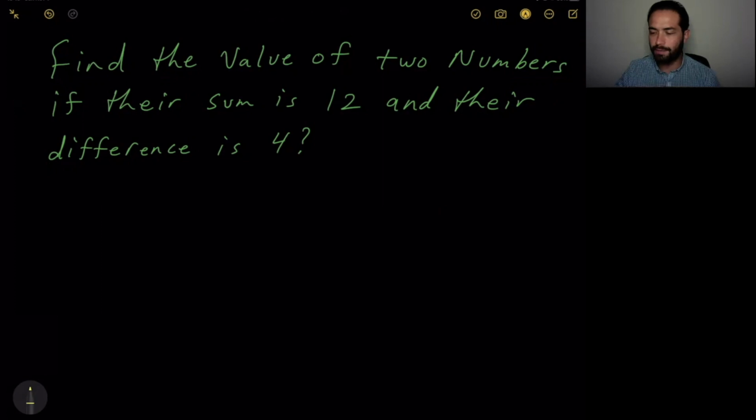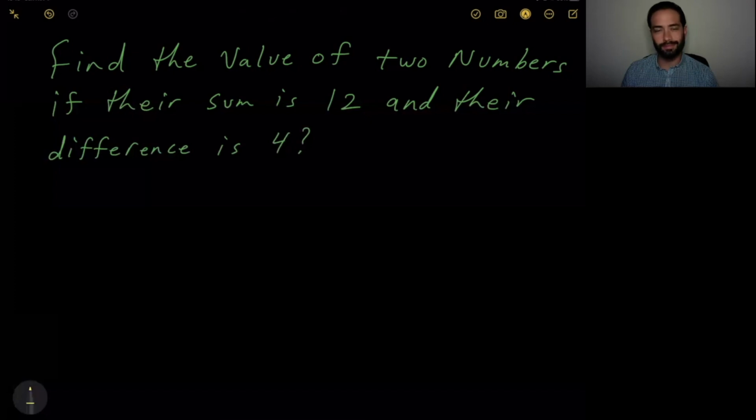All right, find the value of the two numbers if their sum is 12 and their difference is 4. Okay, now, keywords, what are those? I'll give you a moment to think about it. Keywords: sum and difference.